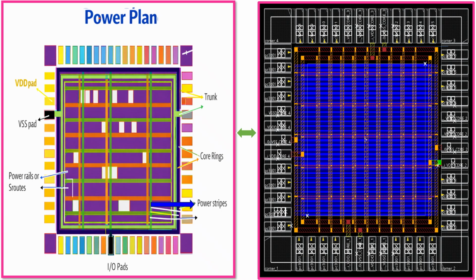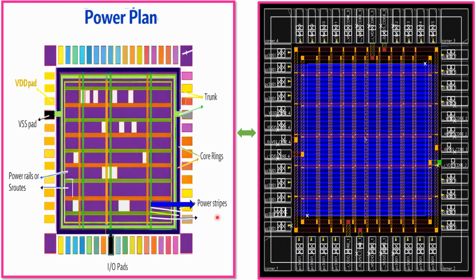Look at here. In this diagram, there are three things that play a major role in power planning: power rings or core rings, power stripes, and power rails. Look at this core ring. Core rings are created around the core. These rings get the power from the pads and supply it to the power stripes.